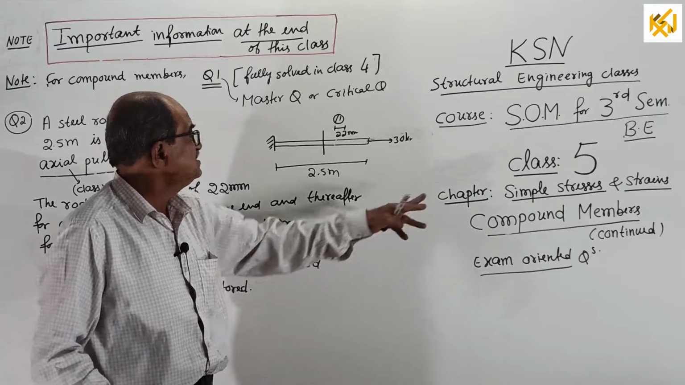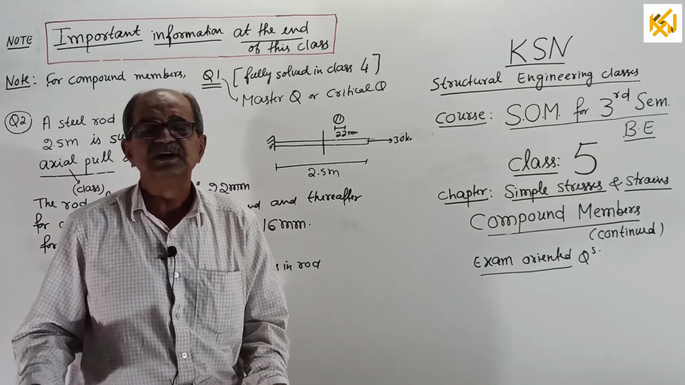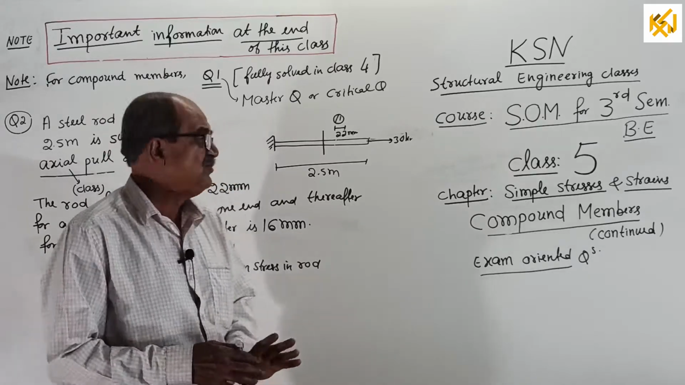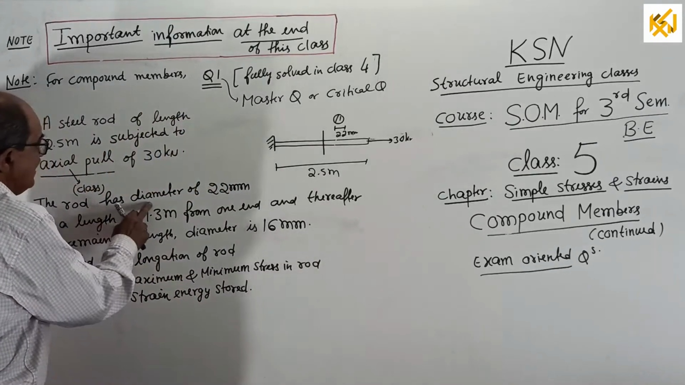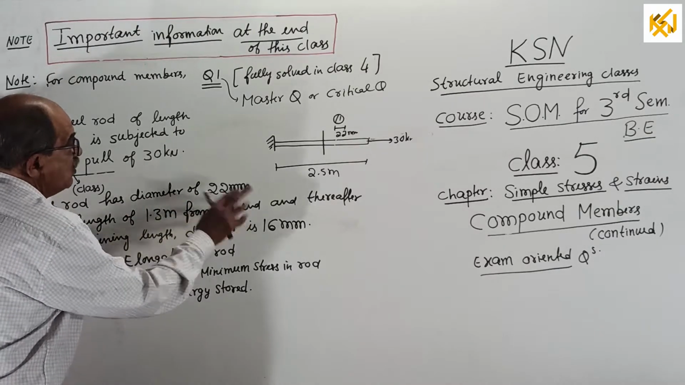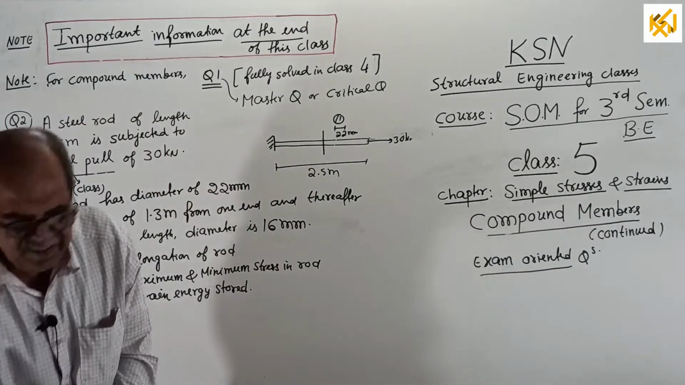This question in the exam, if I remember, came 4-5 times earlier. From past so many years, I have seen this question at least 4-5 times. So easy now, see. The rod has a diameter of 22 mm for a length of 1.3 meter from one end. Oh, that means not this way. The arrangement is not that way.